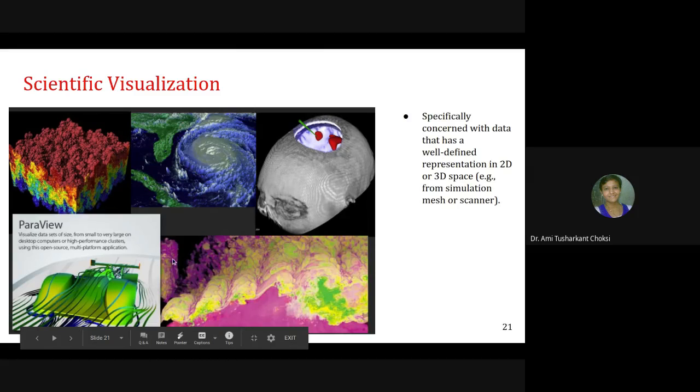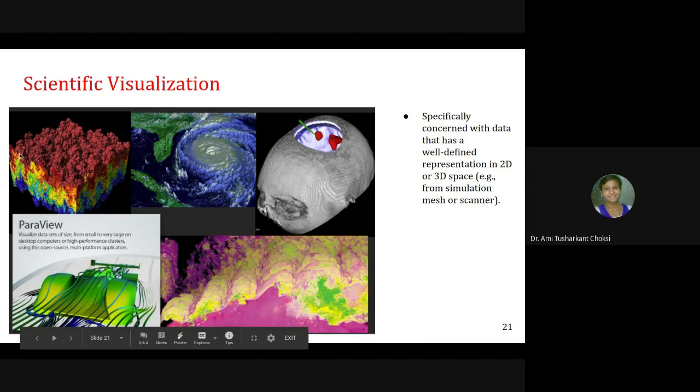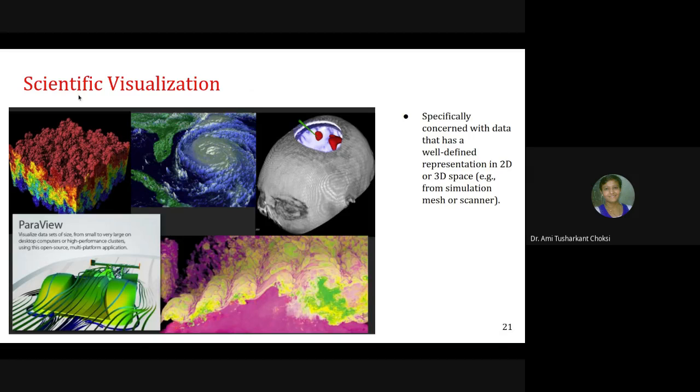So, what sort of scientific visualization we can see? Specifically concerned with the data that has well defined representation in 2D or 3D space, right? That means from simulation mesh or scanner. So we can see in the image this type of visualization is there, and what is it called? That is scientific visualization.